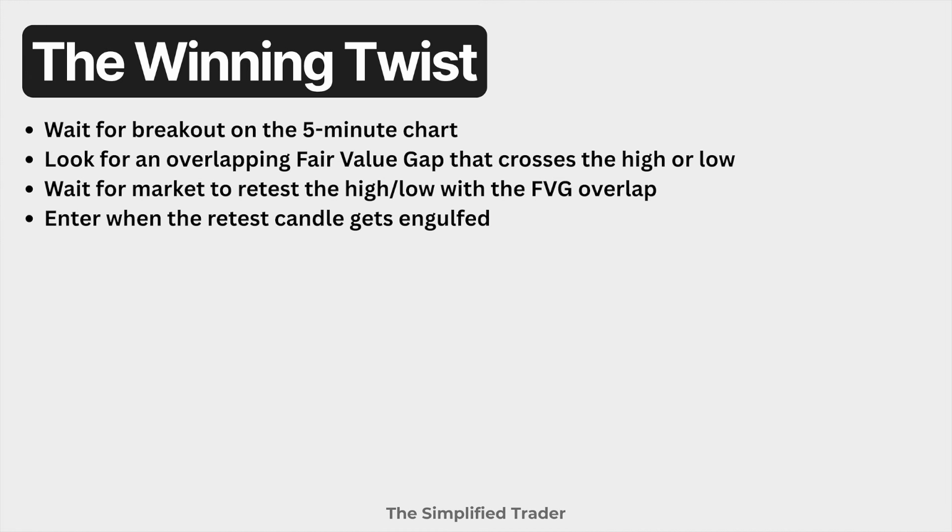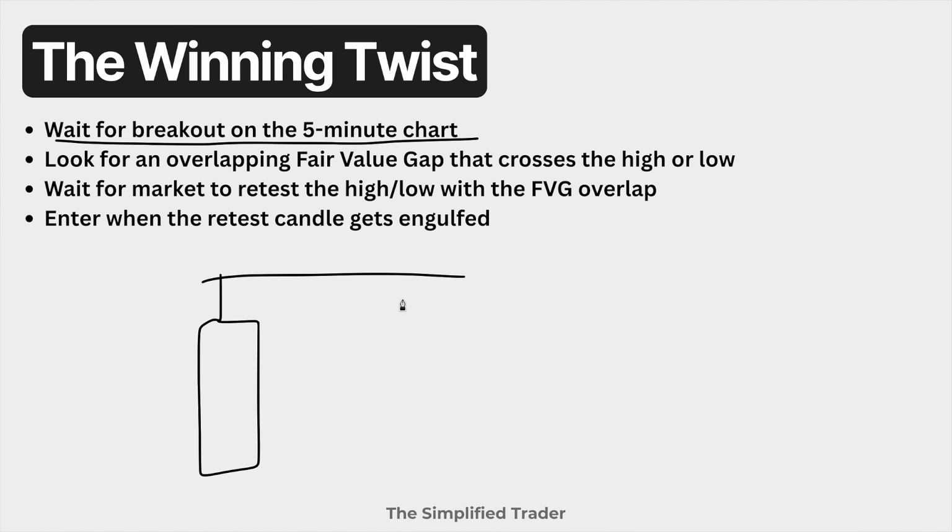So here's the twist that flips the ORB from frustrating to consistent. Step number 1. We are going to wait for a breakout on the 5-minute chart. We're not just going to wait for the market to go ahead and close above the level. That is not going to be a valid signal. And this alone filters out a ton of false signals.